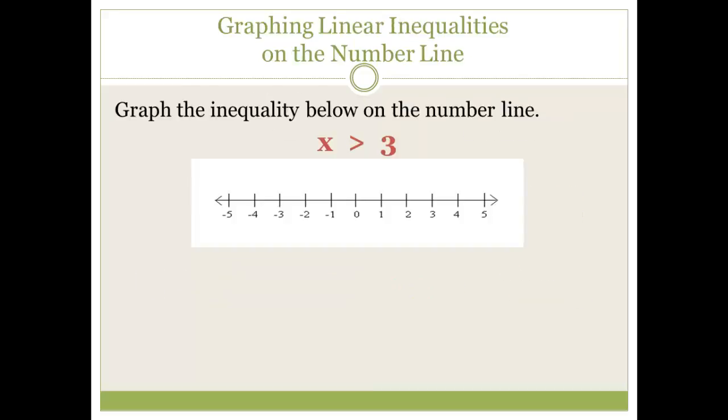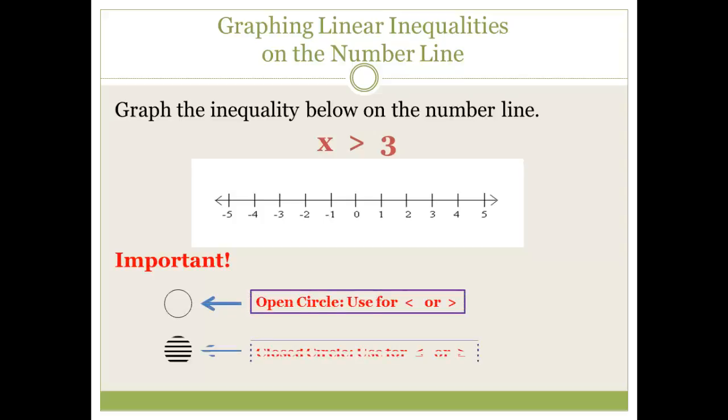Now, we can graph inequalities, but first we must determine what kind of circle to use. Here, we have x is greater than 3, so we will use an open circle. The inequality symbol is pointing to the right, so we will shade to the right. And that's it. Let's move on to a more difficult problem.